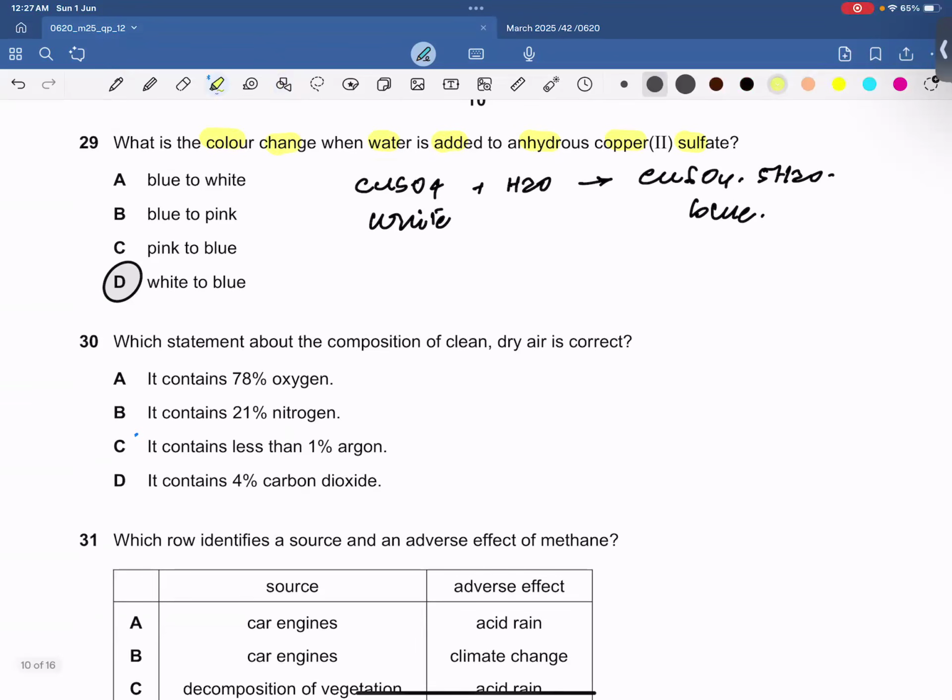Question 30. Which statement about composition of clean dry air is correct? It contains 78% oxygen. No, it contains 78% nitrogen. So that option is incorrect. It contains 21% nitrogen. No, it contains 21% oxygen. That's also incorrect. It contains 4% of carbon dioxide. That's incorrect. It contains less than 1% argon. That's correct. 1% argon, according to my lecture, and 0.1% something about carbon dioxide. So C is going to be the right answer. Okay.